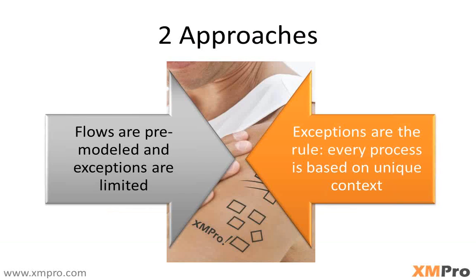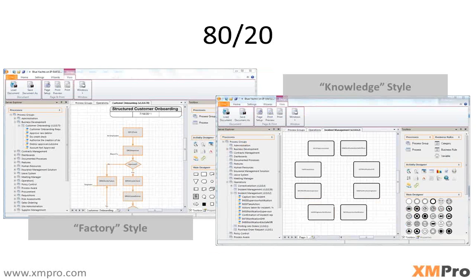Now, there are two very different approaches. On the one hand, we've got where the flows are very well defined, they're pre-modeled, and exceptions are limited. On the other hand, exceptions are the rule. Every single business process is essentially different. It's got its own unique context, its own unique reason why it is there, and every single time that you do a process, for example, a customer onboarding or something like that, the activities remain the same, but the sequence in which you're going to do them will differ based on information that you have or the contextual approach of that. So it's really 80-20.